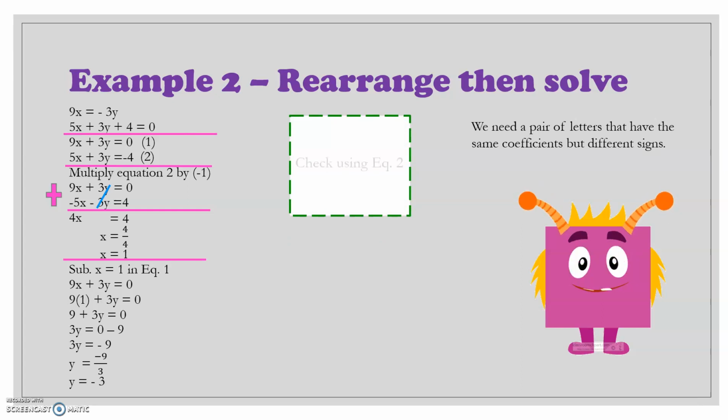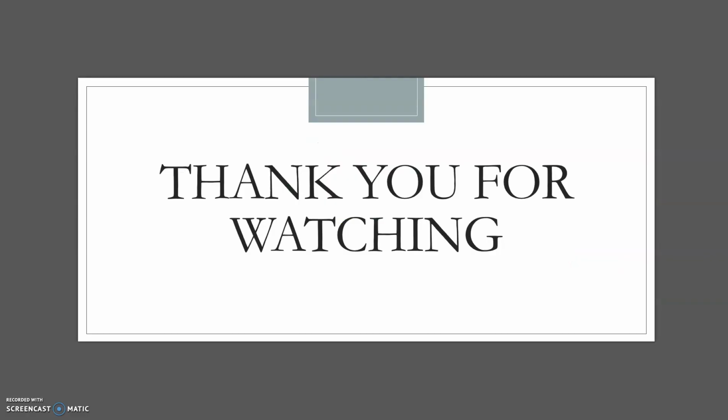I'm going to check them. And we check using equation 2. 5x plus 3y is equal to negative 4. 5 times 1 plus 3 times negative 3 is equal to negative 4. Which gives me that 5 minus 9 is equal to negative 4. And that makes sense. Negative 4 is equal to negative 4. And so my two answers are correct.